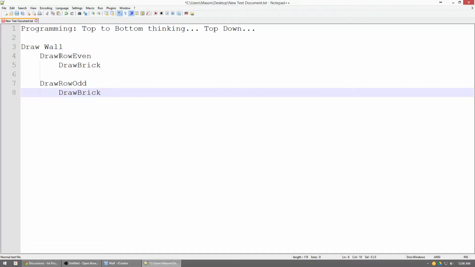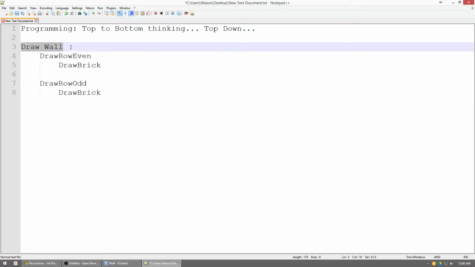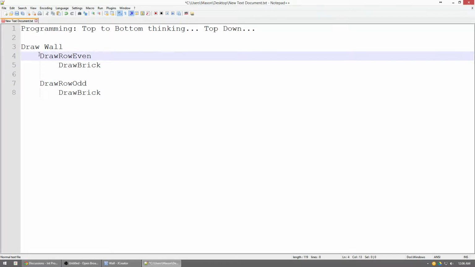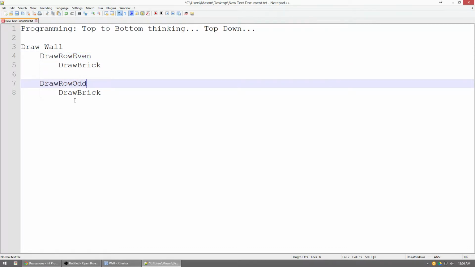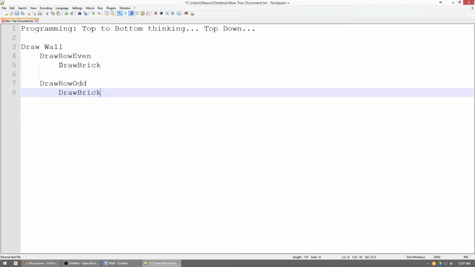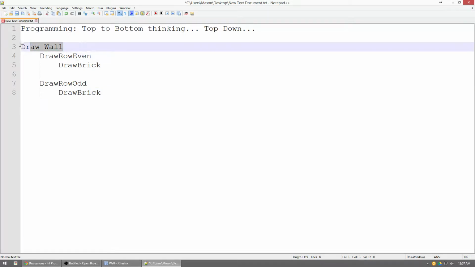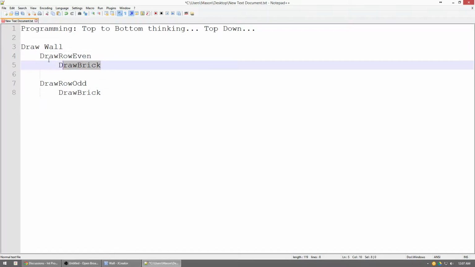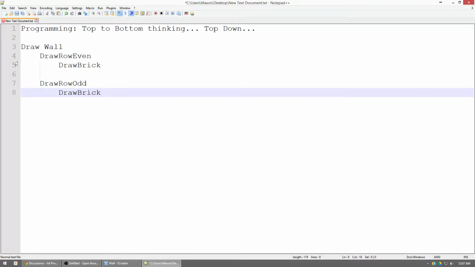So now we know what we need to do. We have draw wall as our top thing we need to accomplish. Then we have a draw row even and a draw row odd. Okay, and then we just draw bricks. That's top-down thinking. So you should always start at the top and program that and then go down. This is a very simple flow, obviously, and it's not a flow chart by any means for programming, because that's a little more in depth. This is just what the thinking should be behind everything.